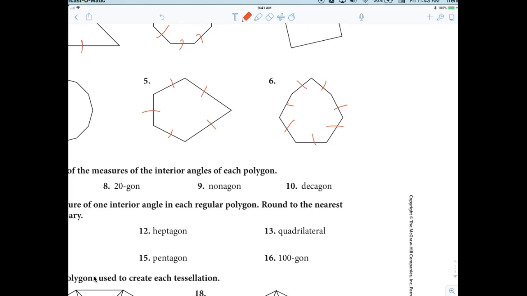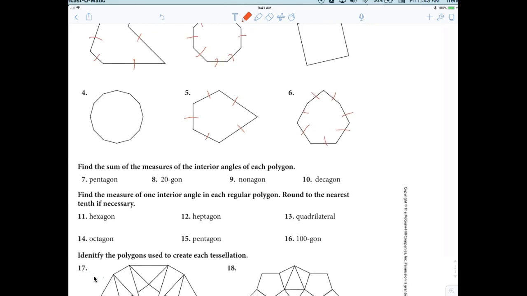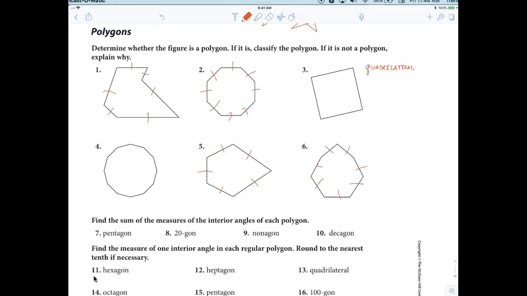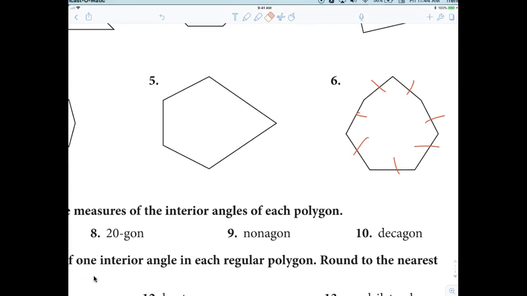Is everybody okay with that? Good? Now, listen. Now the hard part. And it's really not that hard. But please pay attention. I'm going to show you now how to remember the sum of the interior angles. Look right here at number 5. How many sides does that have?